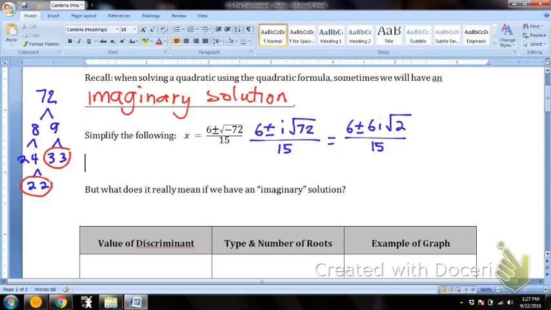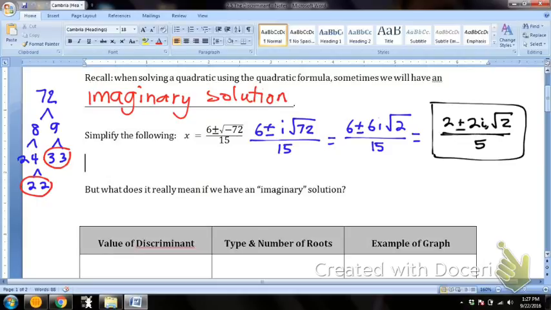What can we reduce it by? 3, right? I can reduce 6, 6, and 15 all by 3. Giving me a final answer of 3 plus or minus 3i square root of 2. Should be 2. Yep, should be 2. Thank you for paying attention. Two plus or minus 2i square root of 2 over 5.